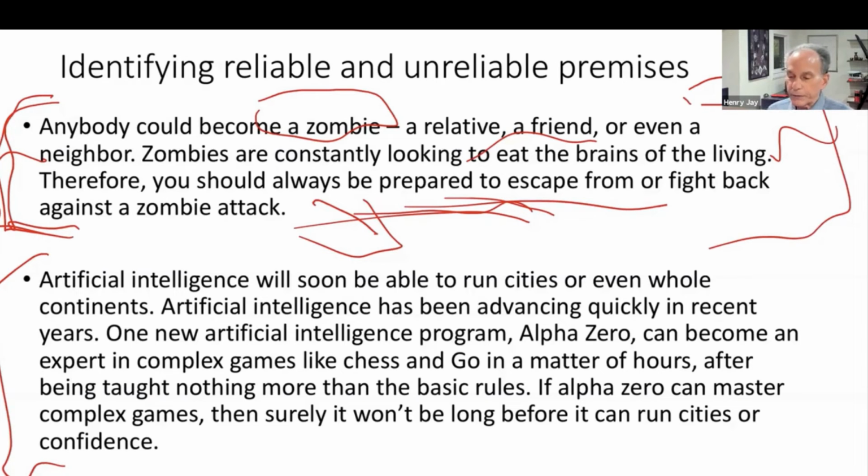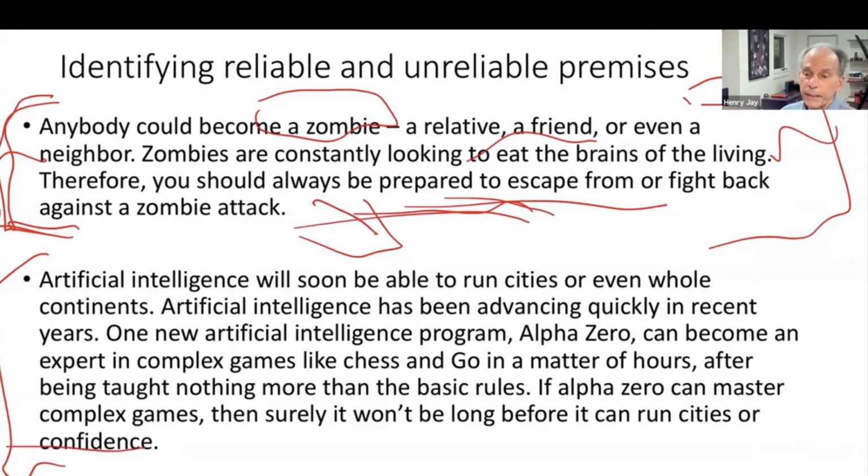Artificial intelligence has been advancing quickly in recent years. One new artificial intelligence program, AlphaZero, can become an expert in complex games like chess in a matter of hours after being taught nothing more than the basic rules. If AlphaZero can master complex games, then surely it won't be long before it can run cities or continents.